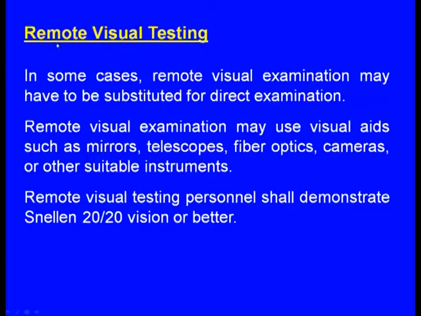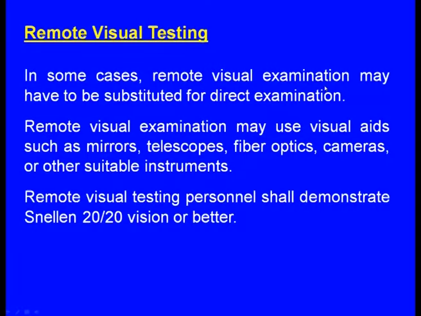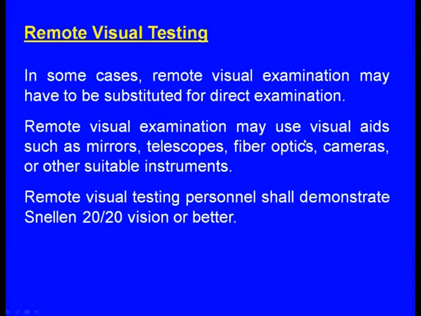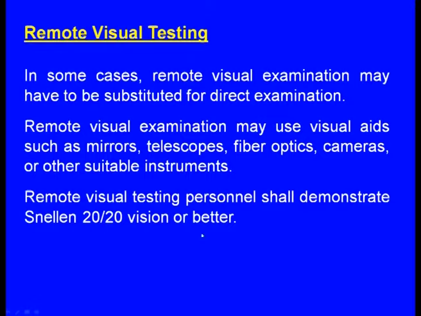Next one, remote visual testing. In some cases, remote visual examination may have to be substituted for direct examination. Remote visual examination may use visual aids such as mirrors, telescopes, fiber optics, cameras, or other suitable instruments. Remote visual testing personnel shall demonstrate Snellen 20/20 vision or better. It means the operator should have a good vision to carry out this testing.